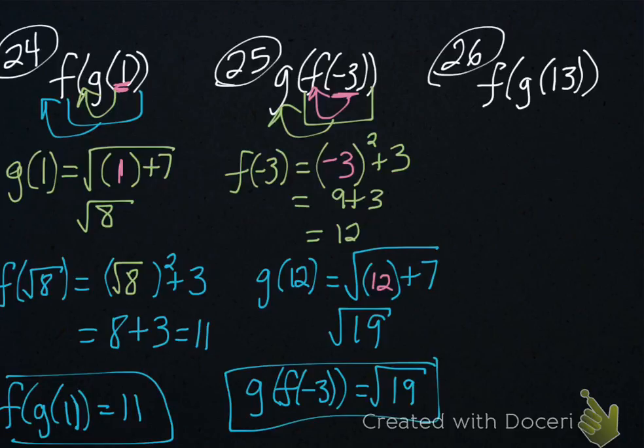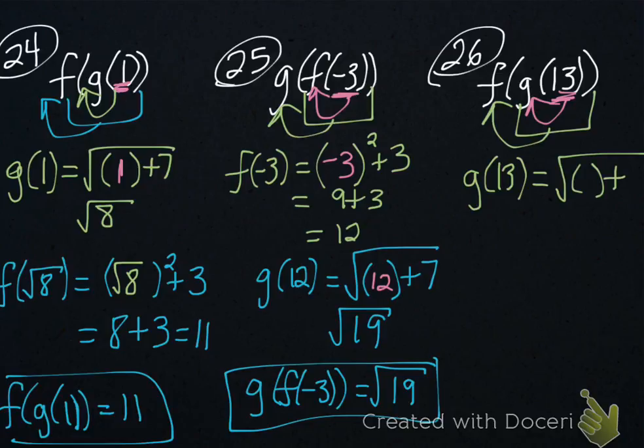Now let's look at 26. What are we plugging in? We are plugging in 13. Okay, so the 13 is being plugged into what? Into g, and then we're going to take everything from g and plug it into f. So I have the g of 13. What is the g function? That's the square root of something plus 7. So I'm plugging in a 13. 13 plus 7 is what? 20. So this is the square root of 20.